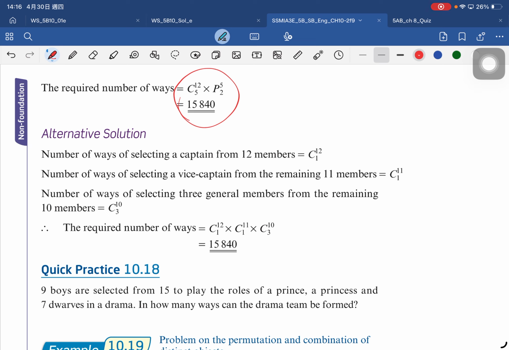This is the answer. Okay? So this is one of the ways to describe it. But you can also interpret it like this. 5 positions.